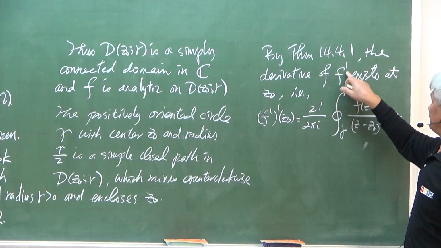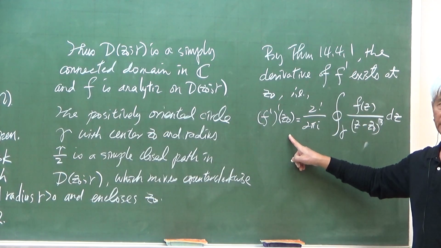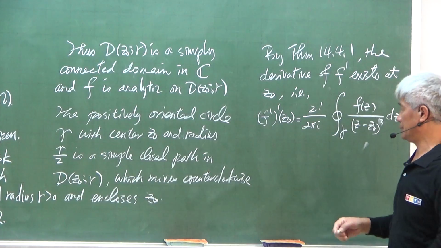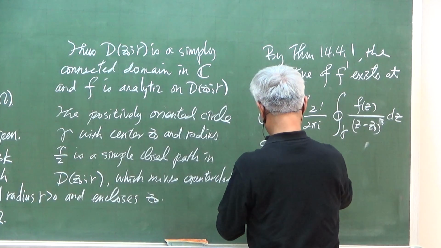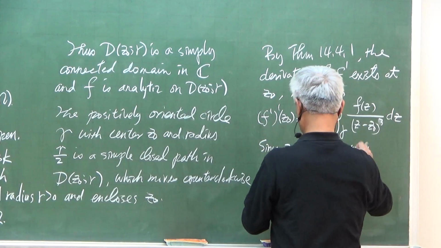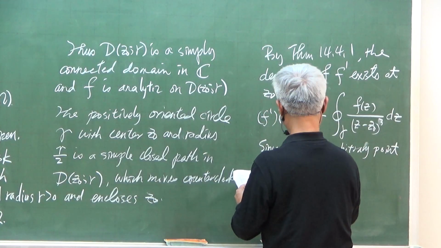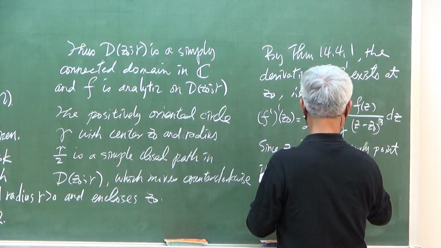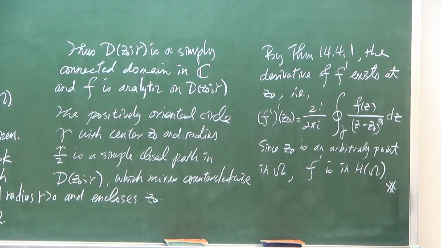Right, so the derivative f prime exists, and we know how to compute it. Since z0 is an arbitrary point in omega, f prime is holomorphic, which means that f prime itself is an analytic function on the open set.